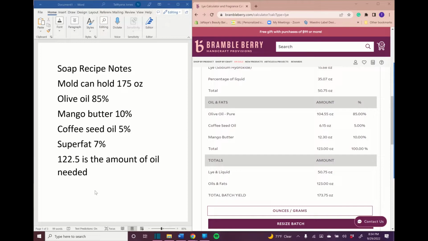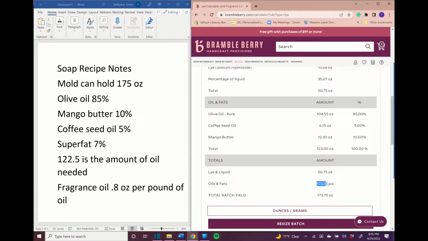So speaking of fragrance oil, I'm going to show you how to calculate your fragrance oil. I believe the most popular way of calculating it is by using 0.8 ounces per pound of oil. So I'll show you how to calculate that now. Let's put fragrance oil 0.8 ounces per pound of oil. We put 123 ounces in for our oil.